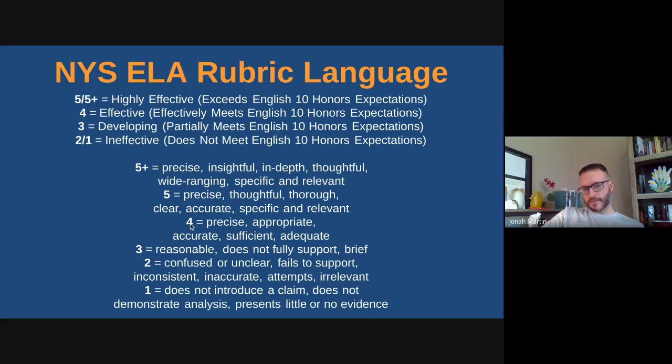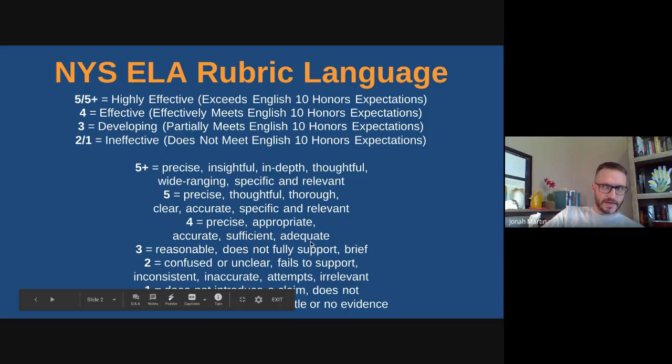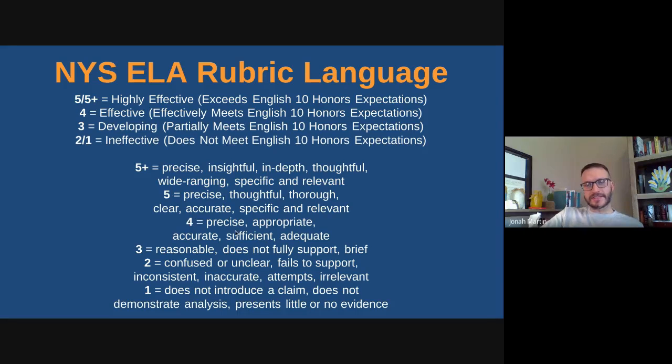Somebody who earns a 4 for command of evidence has used sufficient evidence. They've used adequate evidence. So maybe an additional quote, a 4th direct quotation in addition to the 3 used, would make the piece even better. So what that is, it's effective, it's sufficient, it's not quite as thorough, it's not as in-depth like a 5 or a 5+ might be.